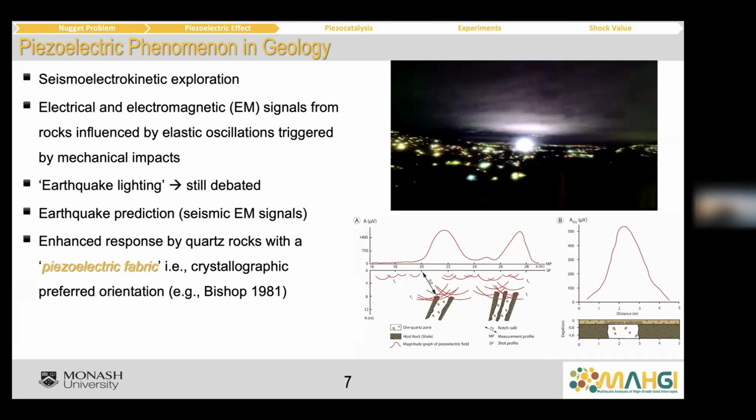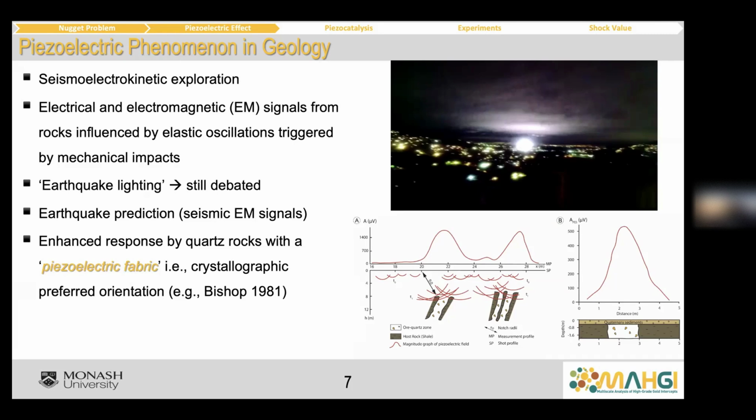So by generating a large voltage, you can just ionize the lower part of the atmosphere if it's in a humid place. Again, it's debated, but it was something that when I read about it, I was like, yeah, smoking hot evidence, let's go. And then there was work by Bishop in 1981.